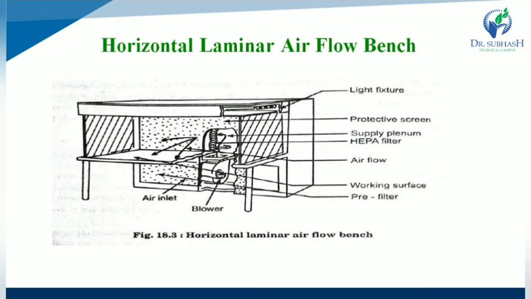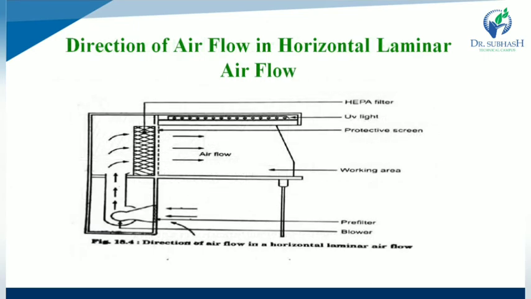In the below portion, blower and air inlet is present. That is the direction of airflow in horizontal laminar airflow. HEPA filter, below the HEPA filter UV light is present, protective screen is present, that is the working area is present, below the working area pre-filter and blower is present.